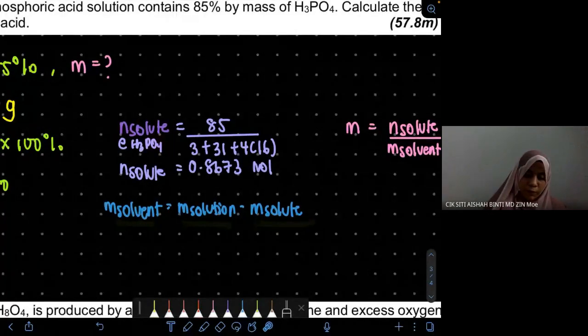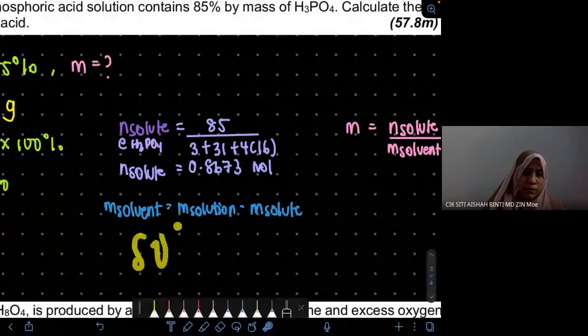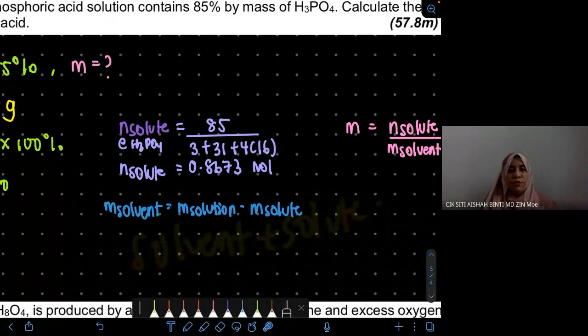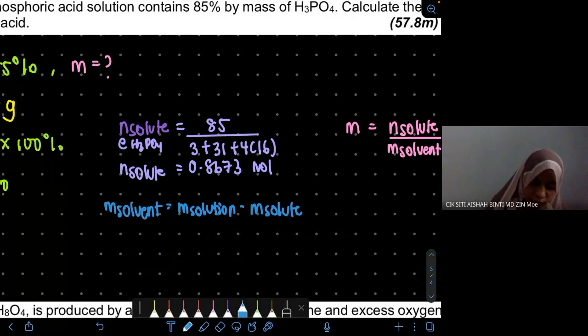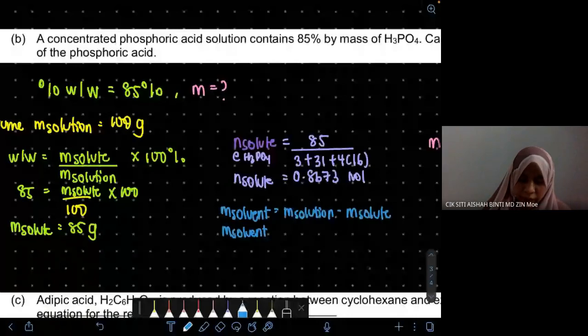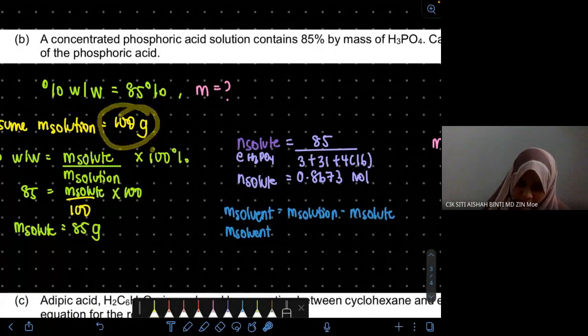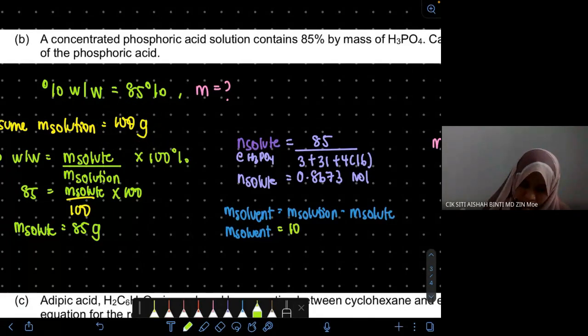Ataupun yang selalu kita nampak tu, solvent plus solute yang jadi solution. Sama sajalah. Yang saya dah bagi ni terus rearrange supaya terus dapat mass solvent. So mass solvent kita, mass solution tadi kita dah assume is actually 100. Minus solute kita 85. So mass of solvent is equal to 15 gram.